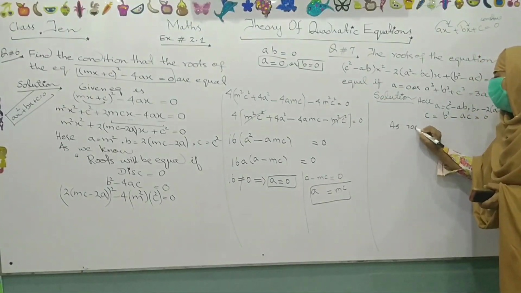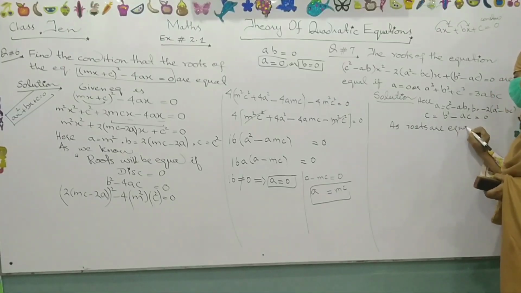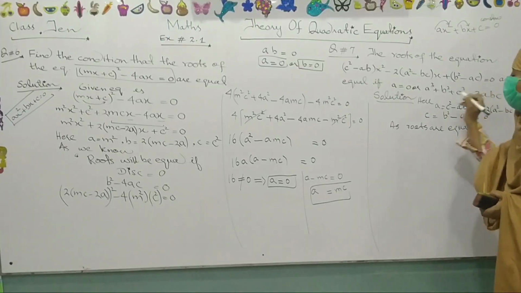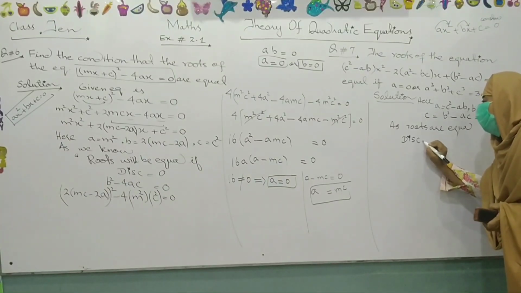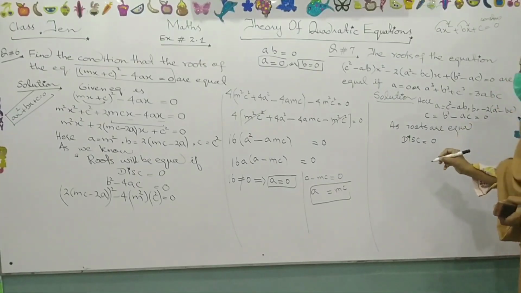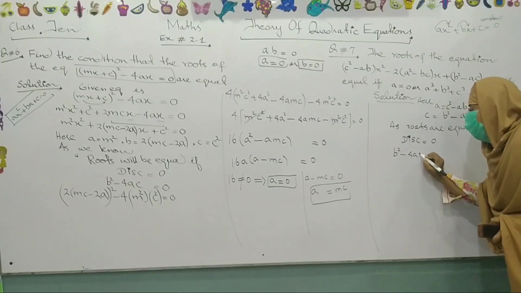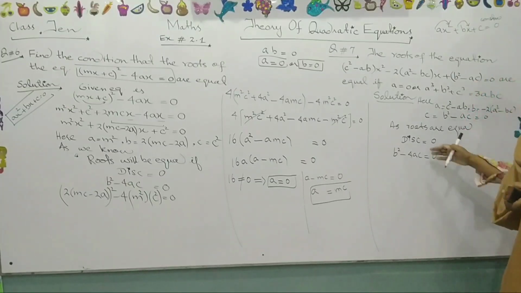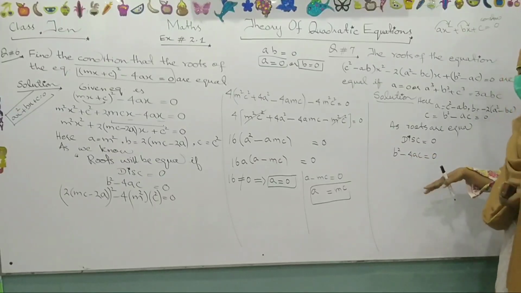As roots are equal, so what is the condition for equality of roots? It means this is equal to 0. And what is this? This is the expression b square minus 4ac. And what is the function of this? It tells us about the nature of the roots.